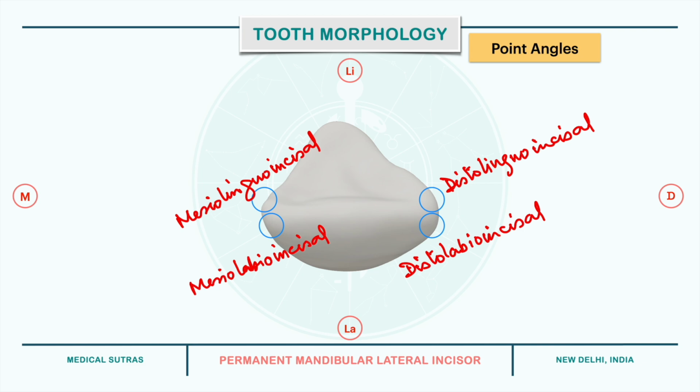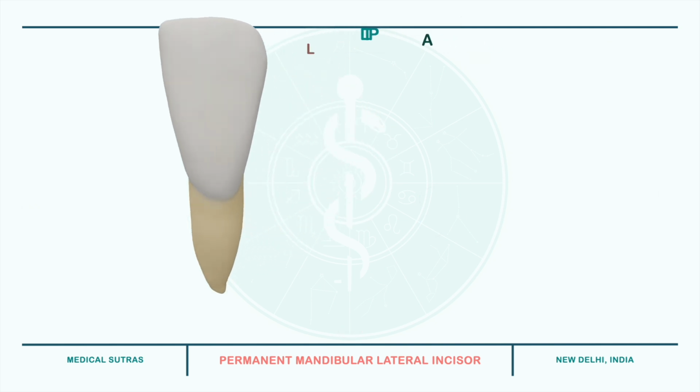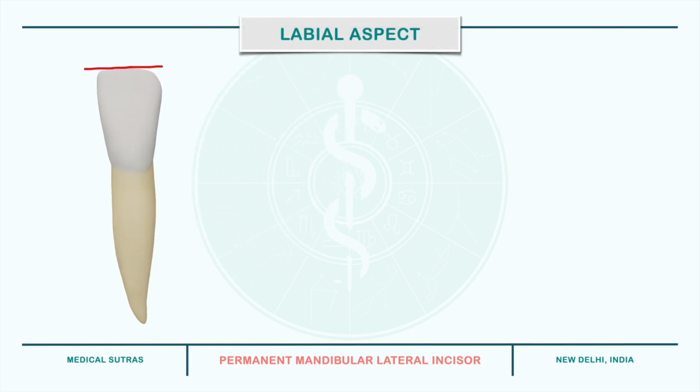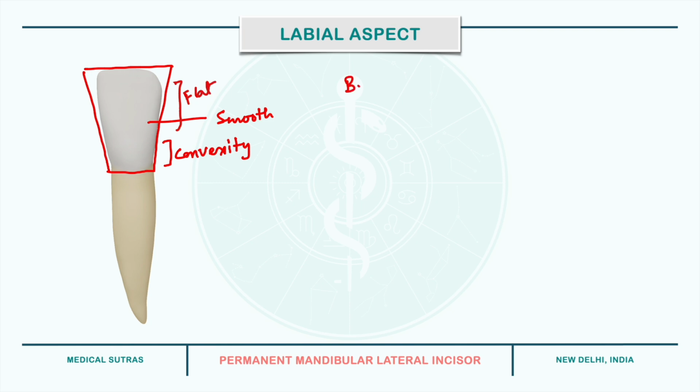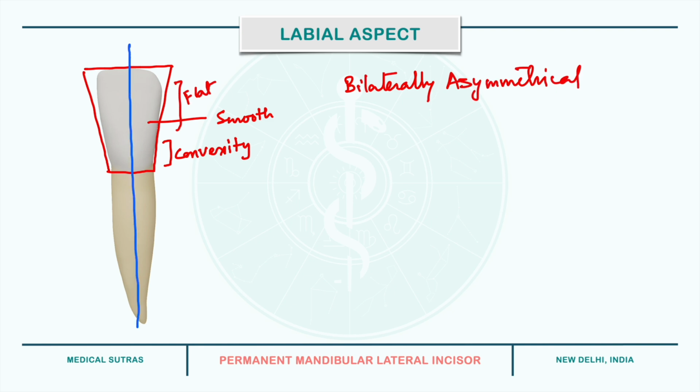Now let's study the tooth morphology in detail from different aspects, starting with the labial aspect. The crown appears trapezoidal in shape with the shorter end towards the cervix. The labial surface is smooth with convexity in the cervical portion and a flat surface incisally. The crown is bilaterally asymmetrical. This means if we draw a line along the long axis of the tooth, the mesial and distal halves are not similar, the distal half being slightly larger than the mesial half.